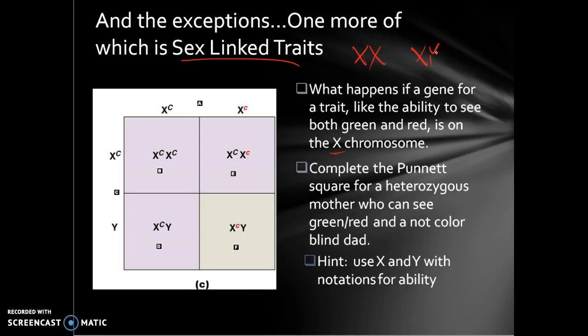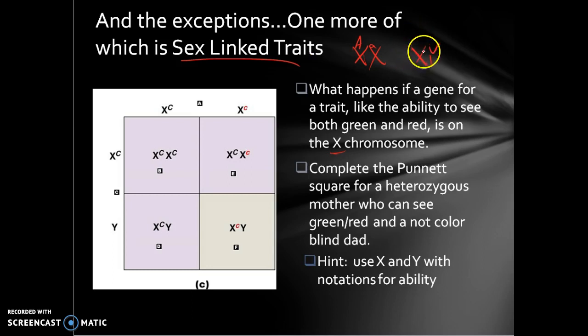So if a gene is located on the X chromosome, it's pretty normal for females, because they're going to get two copies of that gene. Say one's a big A and one's a little a, then that's going to be a heterozygous condition, and they'll express the dominant one, or the incomplete dominance, or whatever inheritance pattern it follows.